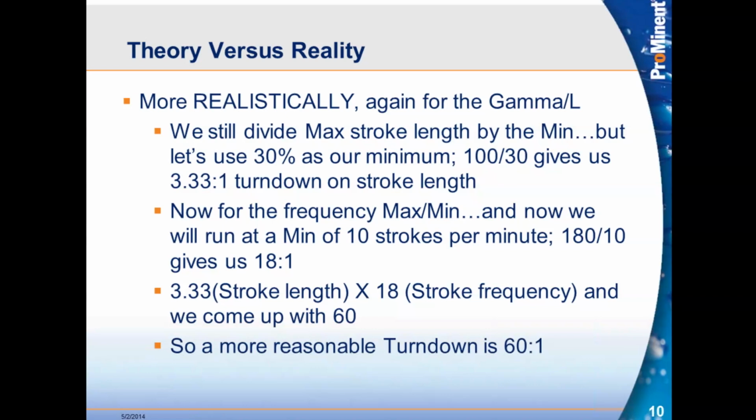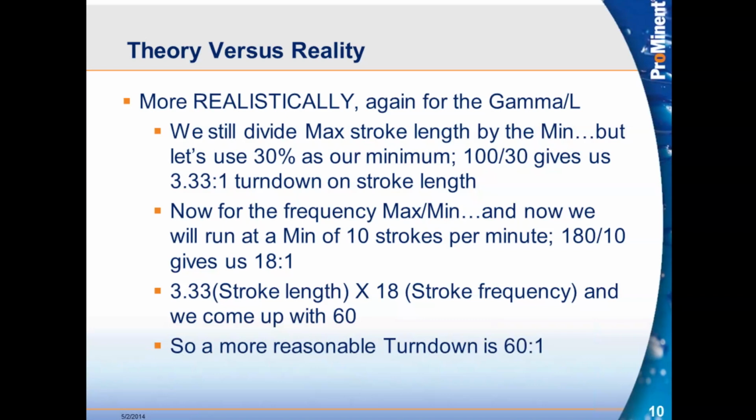So now for the frequency, we're going to say that, well, maybe 10 strokes per minute might be the minimum that we should dose that chemical into the process. So again, the Gamma L pump will do 180 strokes per minute maximum. We're going to say that 10 strokes per minute, so now we have 18 to 1 on our frequency.